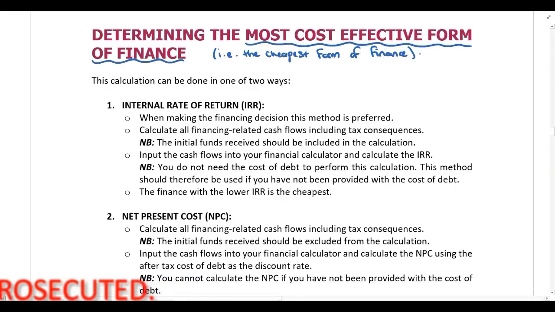And you can perform this calculation in either one of two ways. Either you can calculate the internal rate of return, or you can calculate the net present cost. Please note, when we are looking at the financing decision, as we are in this lecture, the internal rate of return method is preferred.